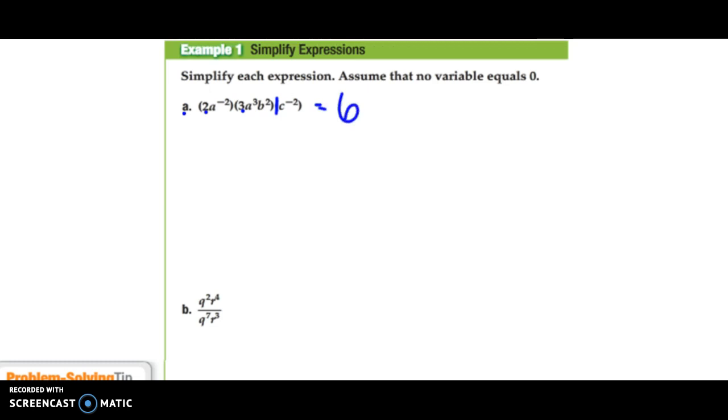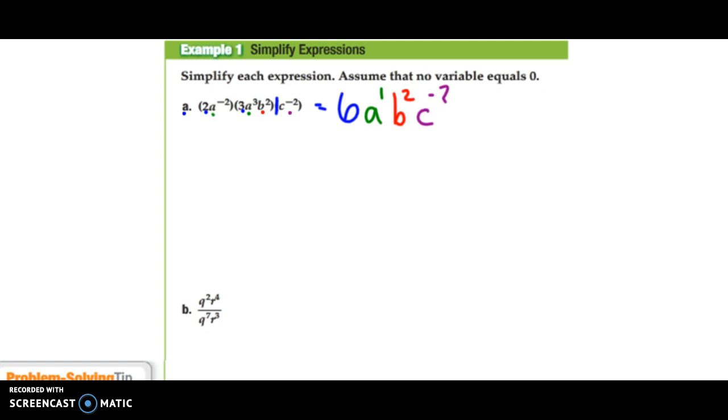Now, our property for multiplying with the same base a is that we add the exponents. So a to the negative 2 times a to the 3rd would be a to the negative 2 plus 3, which is a to the 1. You don't have to write the 1; I did this time just to look at it. Then the next one, I look for any other b's. I only see that one, so that's going to be b to the 2nd. And then the last one, c, is to the negative 2.